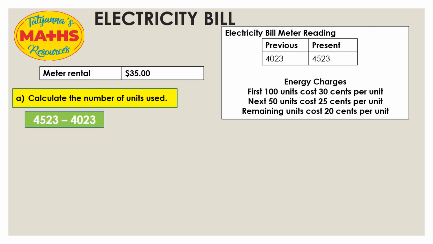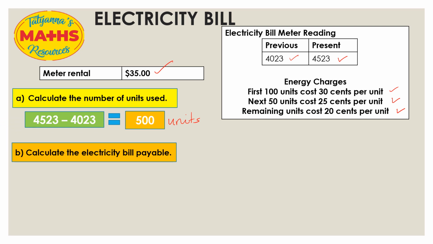Here we're going to have our final question. The meter rental, $35. This person had a previous and a present. The previous was 4023 and the present was 4523. The energy charges, first 100, 30 cents each. Next 50 units, 25 cents each. The remaining units will be 20 cents per unit. Let's find her total. So again, we will subtract 4023 from 4523, which is 500 units used.